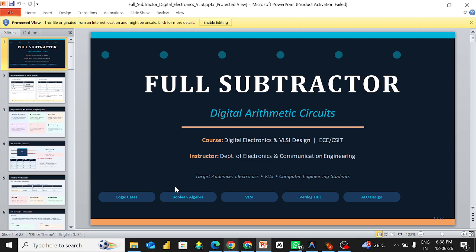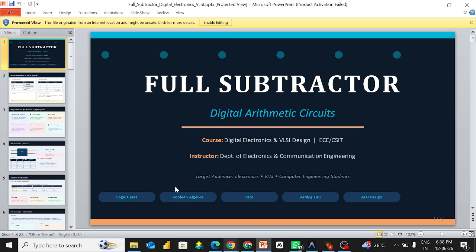A full subtractor is a combinational logic circuit that can subtract three binary inputs. Okay, so what are the three binary inputs? They are A, B, and B in. A is nothing but the minuend, B is the subtrahend, and B in is borrow in. Just remember these three terminologies.